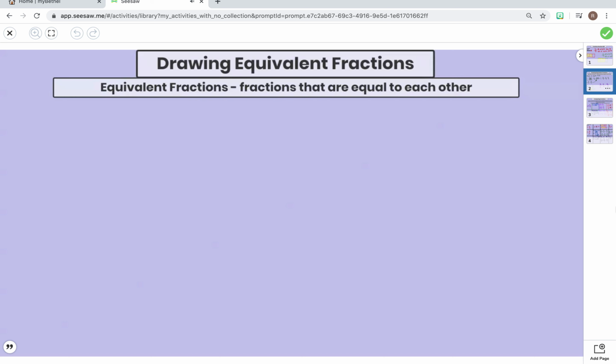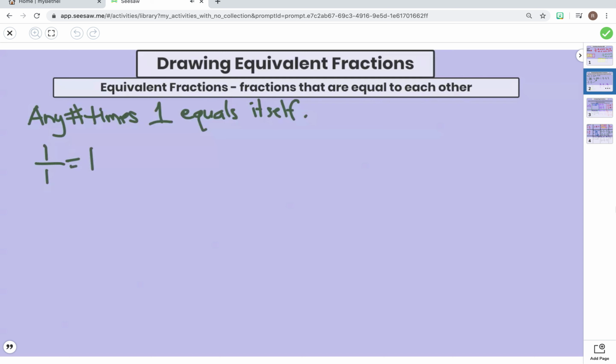We're going to think of the rule, or I want us to remember the rule, that any number times 1 equals itself. No matter what we do, whenever we multiply by 1, we're going to get the same number. Now, when we think of fractions, if we have 1 shaded out of one item, that equals 1. That's 1 whole.